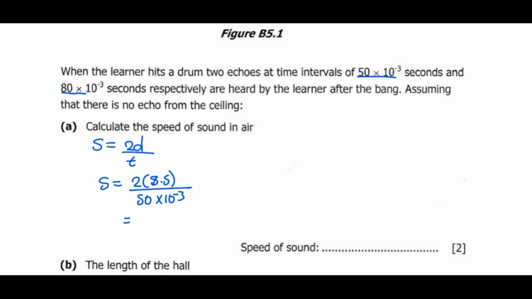Now 2 times 8.5 will get back to 17. Now don't confuse that 17. This 17 is the going and the coming over 50 times 10 to the power negative 3. So say 17 divided by 50 times 10 to the power negative 3. So I'm getting 340 meters per second. So this was the speed.